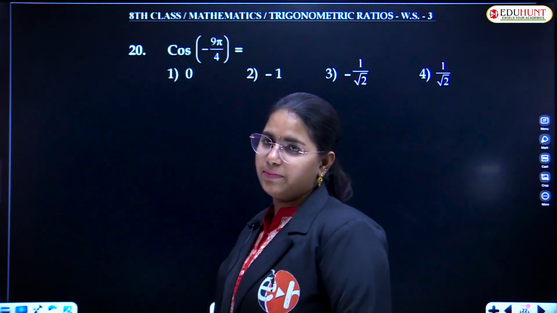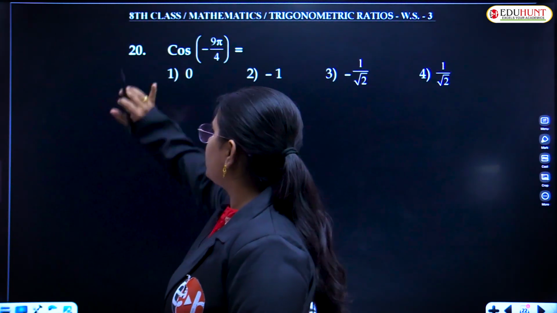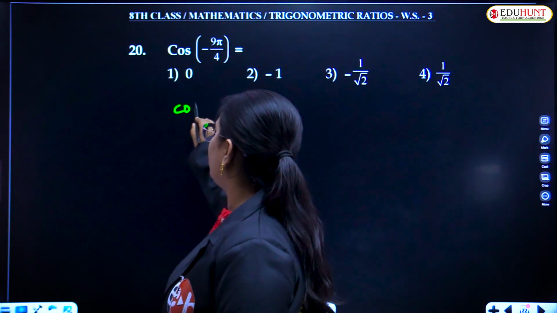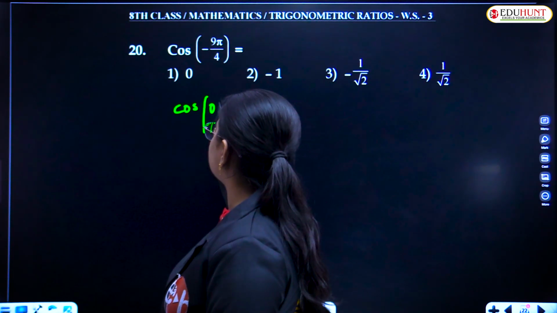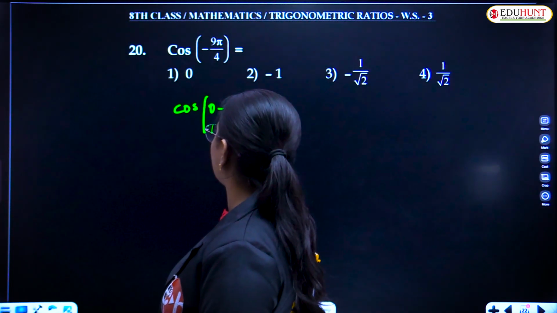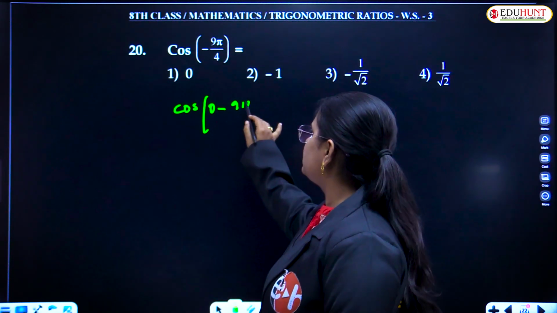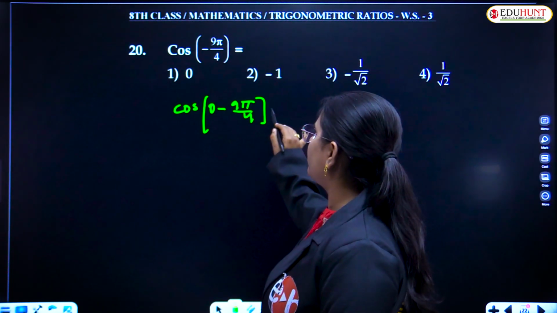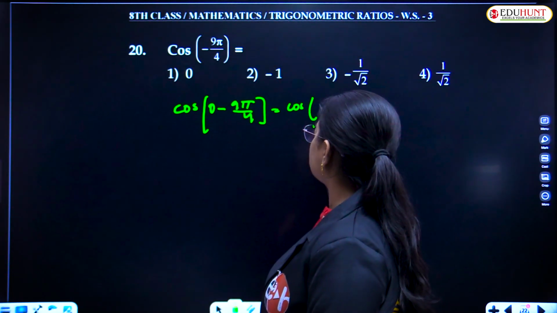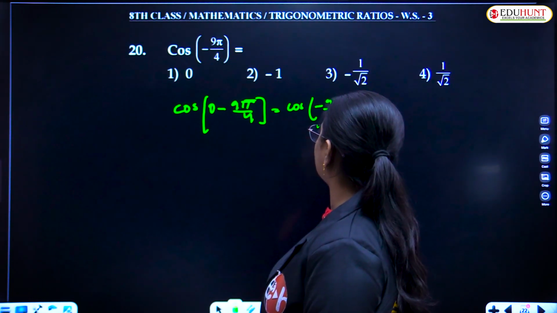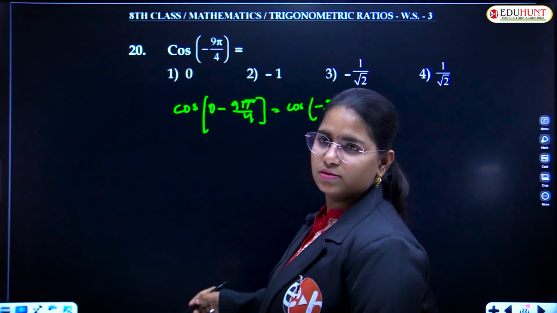Cos minus 9 pi by 4. I told you, can I write 0 minus 9 pi by 4? Because I need to express it in the form of allied angles, right? 0 minus 9 pi by 4 is equal to cos minus 9 pi by 4. Can I write like this?